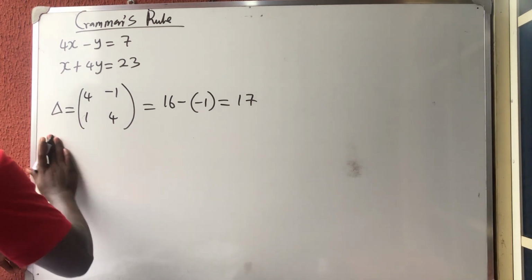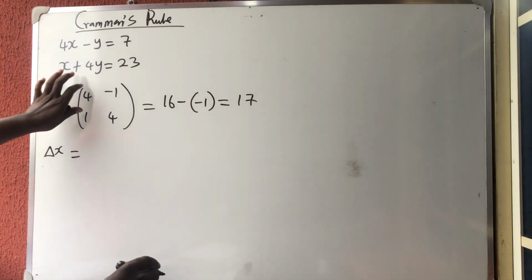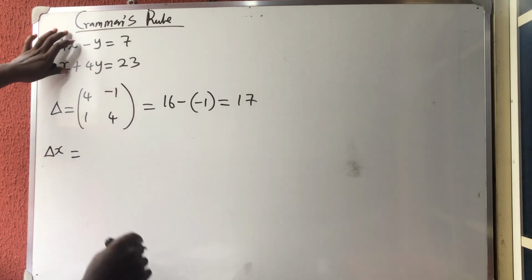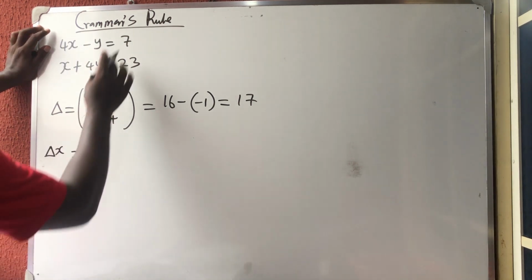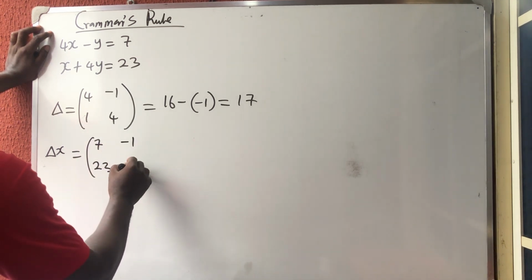Okay, change in what? In x. Change in x is what? Instead of writing this x now, use the equality side to replace x. So if I'm using the equality side to replace x, I'm having 7 and 23. Then I'll now write down my minus 1 and 4.